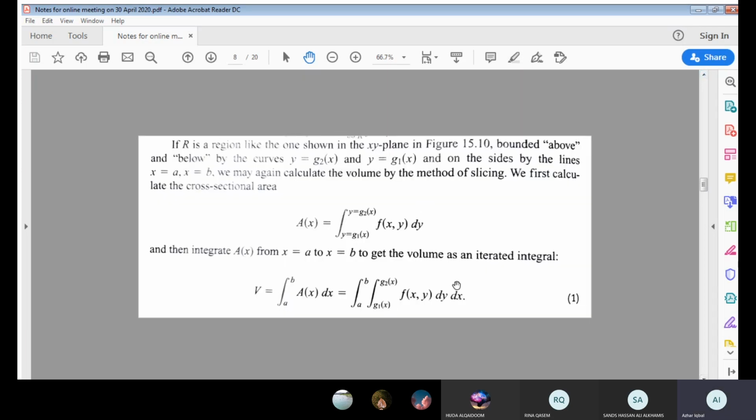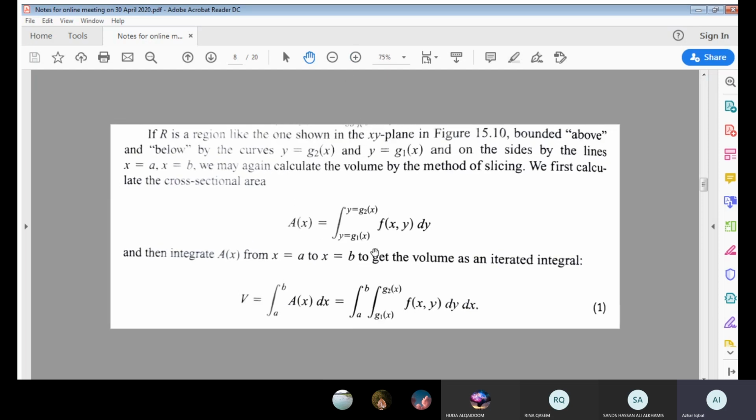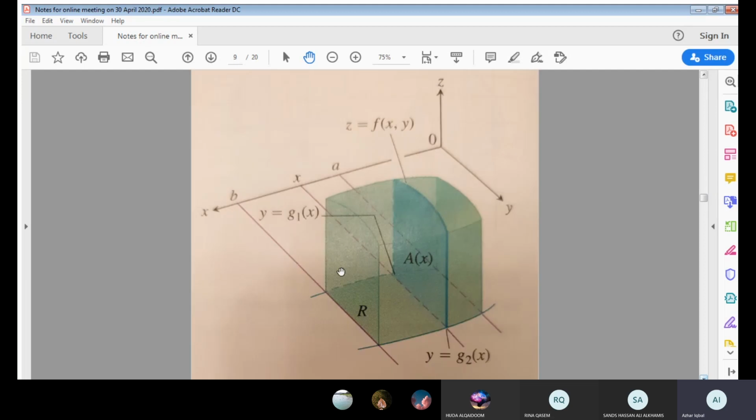So how do we calculate this cross-sectional area? It is to integrate this function f of x, y with respect to y. When you are integrating with respect to y, you are treating x as constant, and this is exactly what is happening. When you are calculating this area, of course, x remains constant, so you are considering this plane running through the solid object at the coordinate x, parallel to the yz plane. So here x is constant.